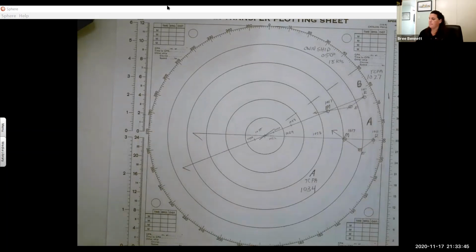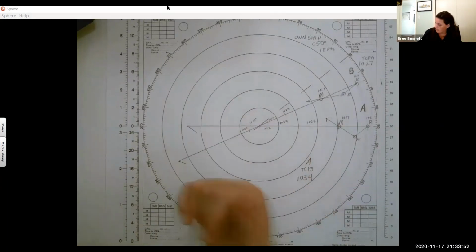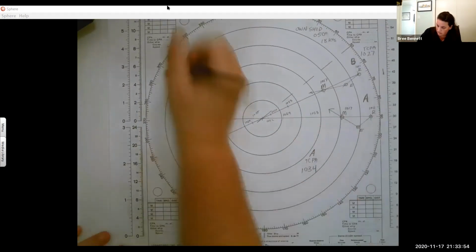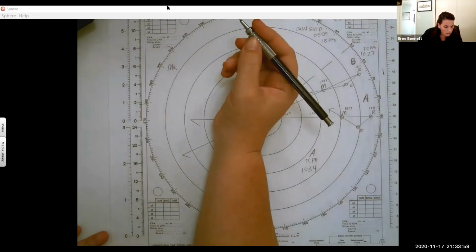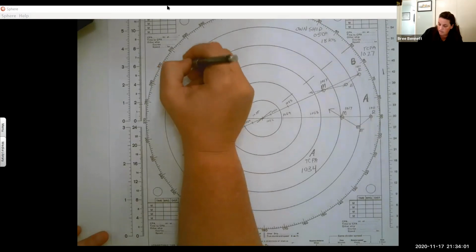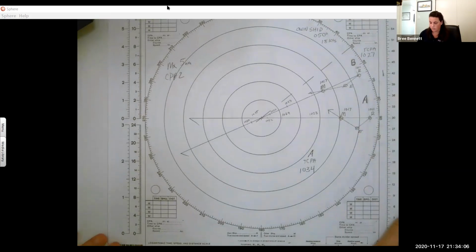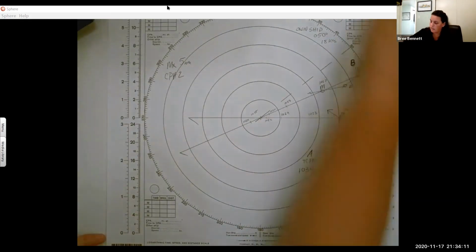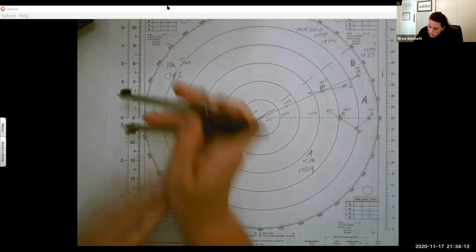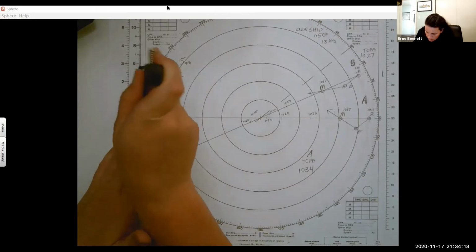Well, let's see what's going on. So, it gives me a MX. Let's see. What does it say? Oh, MX of 5 nautical miles with a CPA of 2. So same as the last one. I need to figure out when he is going to be 5 miles away from me. Target B, my most dangerous.